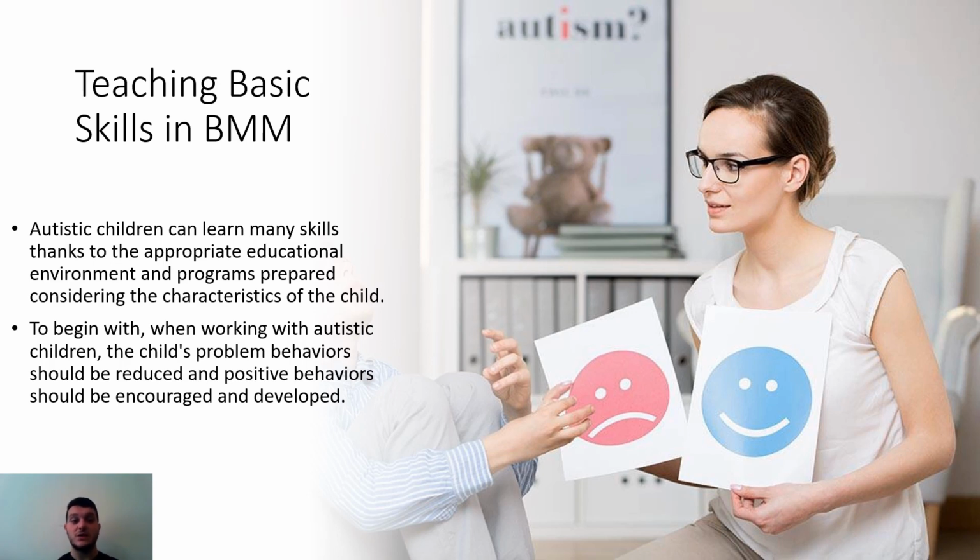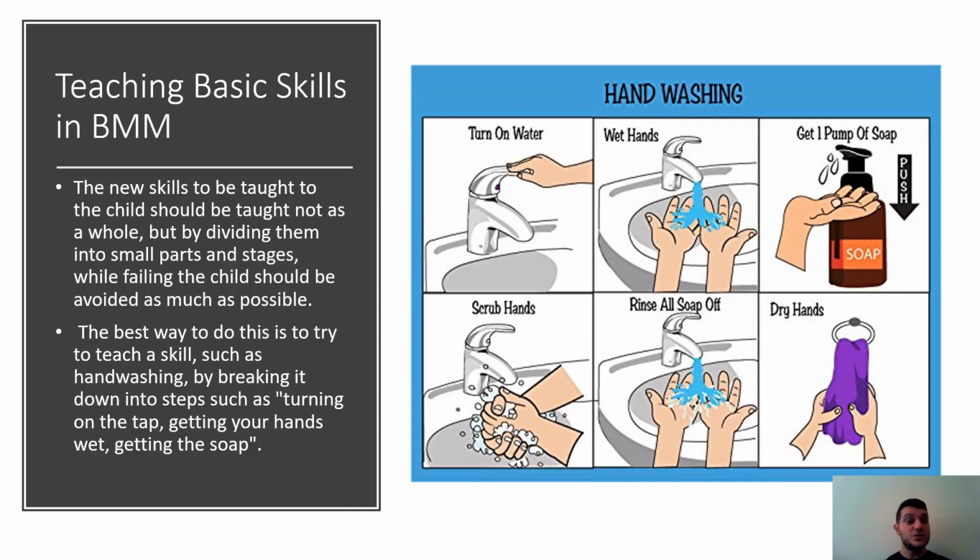To begin with, when working with autistic children, the child's problem behaviors should be reduced and positive behaviors should be encouraged and developed. To teach new skills, we are supposed to do it by dividing them into small parts and stages, while failing the child should be avoided as much as possible.